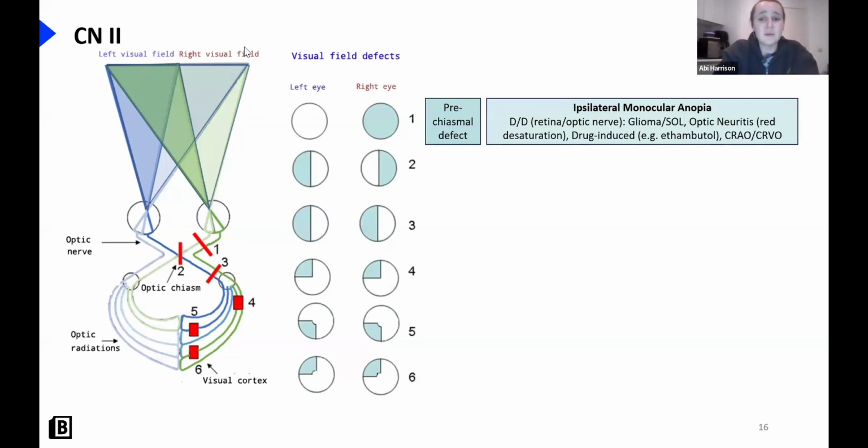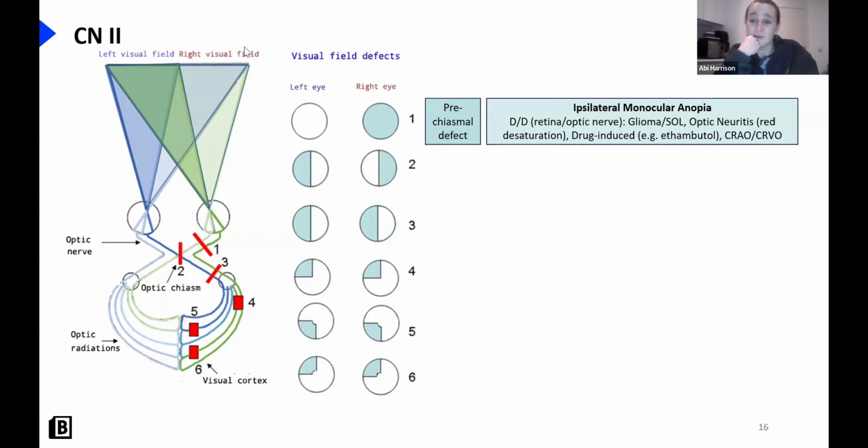So space-occupying lesion, and optic neuritis, which is really commonly seen in multiple sclerosis. When you're testing your central fields with your red hat pin, you'll also see that they can't see that red as strongly or at all as you normally would, and that's called red desaturation. Drug-induced, so a really classic one for medical school is ethambutol, which is a TB medication. The way I always remembered that it was associated with visual change was that I begins with an E, and so does ethambutol.